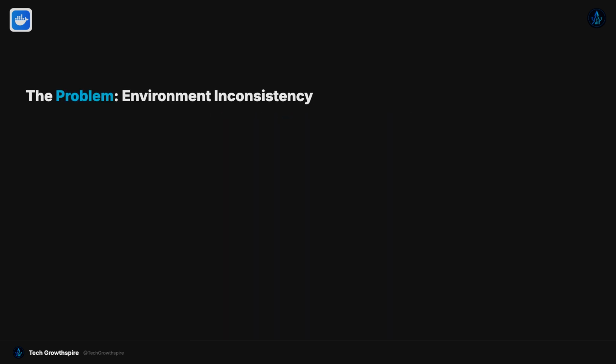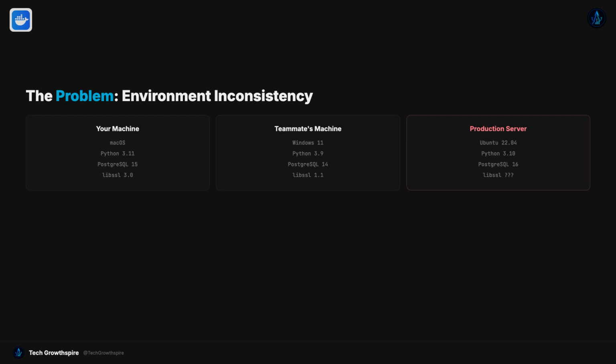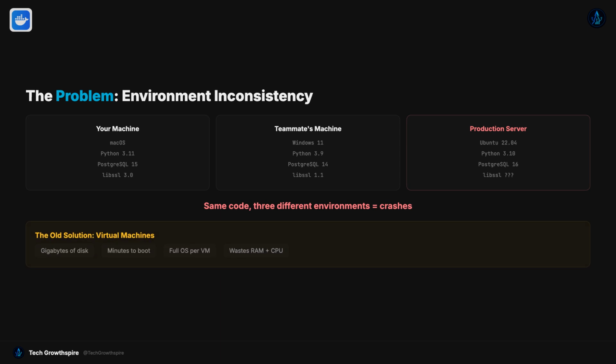Here's the scenario. You're a developer working on a Python web application. On your Mac, you have Python 3.11, a specific version of PostgreSQL, certain system libraries, and everything works perfectly together. But your teammate is on Windows. They have Python 3.9. Their PostgreSQL is a different version. Their environment variables are different. You push to production, and the server runs Ubuntu with completely different configurations. Suddenly your app crashes with cryptic errors about missing shared libraries or incompatible module versions. Sound familiar? This is called environment inconsistency, and it plagued software development for decades.